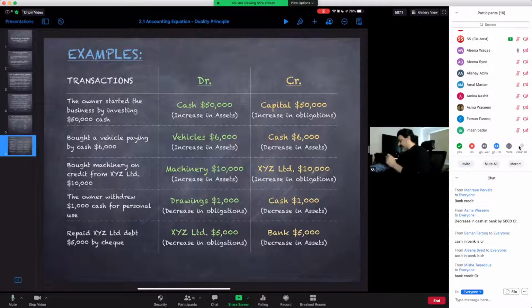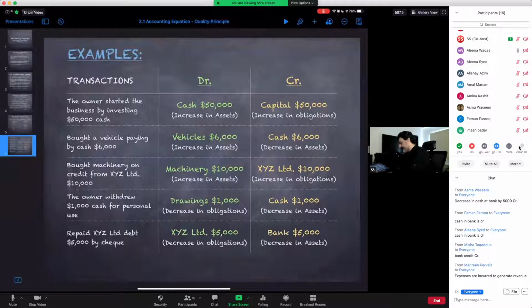Right now I understood, but the thing is, if we take another example, for example, bought a vehicle paying by cash 6,000. Even there, we wrote decrease in assets, credited. So this again poses the same question. You actually took my words.